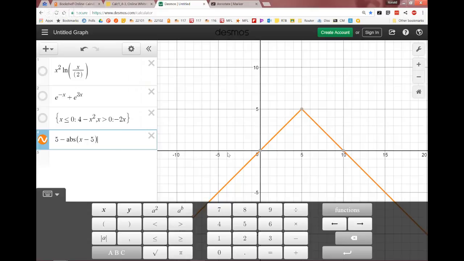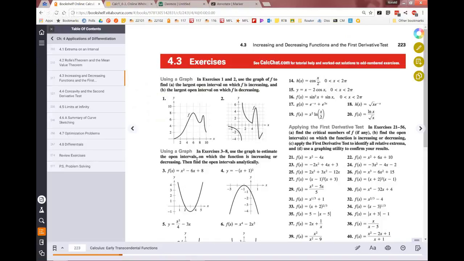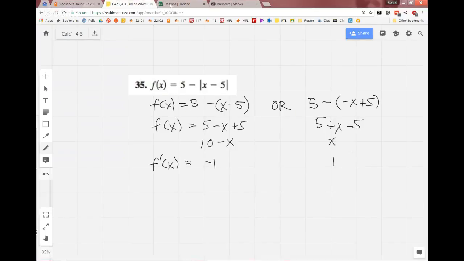Here's what the function looks like. You can see from when we're to the left of 5, we've got a positive 1 slope. When we're to the right of 5, we've got a negative 1 slope. And the question was, when do we have a maximum? And that would be at 5. Let's see. Just looking back at the problem. So apply the first rule. Yeah. So anyway, that's kind of a special problem, but that's the way that one amounts to.